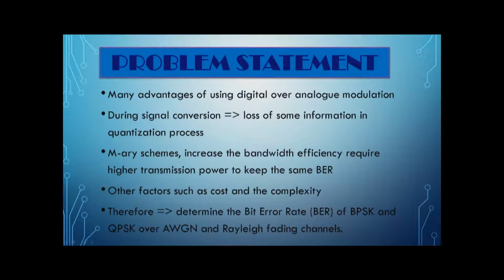For the problem statement, in today's developing world, we use digital signals to transmit data. They have a lot of advantages over analog modulation, such as greater security of our information, and more immunity to noise and others. During the analog to digital signal conversion, there is some loss of information in the quantization process. Adding error control coding may reduce the bandwidth efficiency but increase the power efficiency.